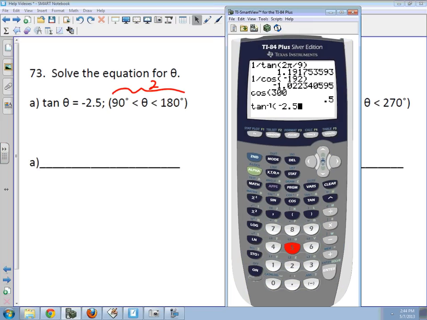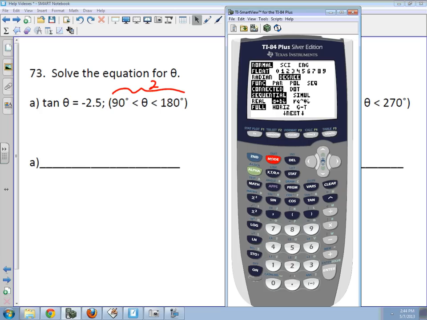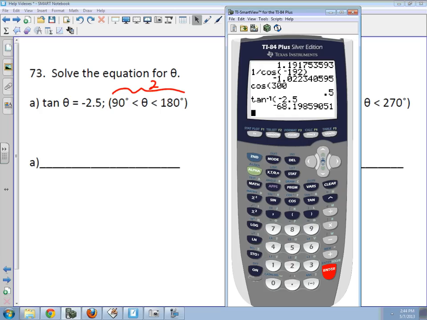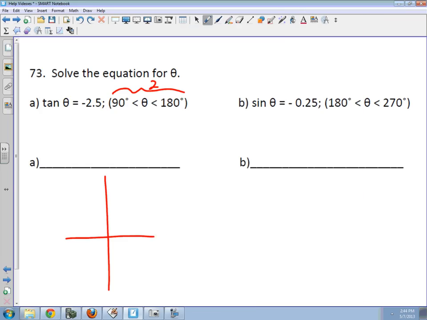All right, and that'll give me an angle. Again, I want my mode to be degrees, which is fortunate since I left it in degrees from the last problem. So negative 68. You're like, okay, that gave me an angle, but it didn't give me an angle in the second quadrant. The easiest way to find that angle in the second quadrant is to take this. I know the negative 68 is somewhere down here.